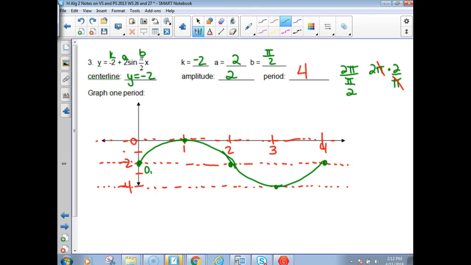So our first point's at 0, -2. Our second one's at 1, 0. Our third one's at 2, -2. Our fourth one's at 3, -4. And the last one's at 4, -2.